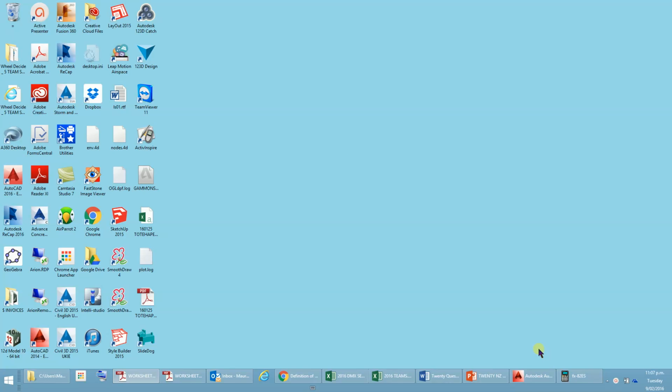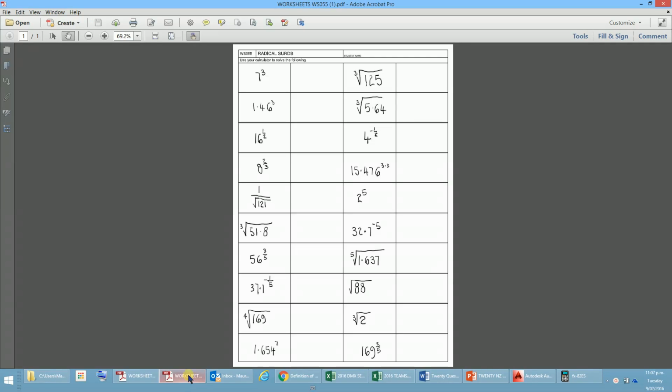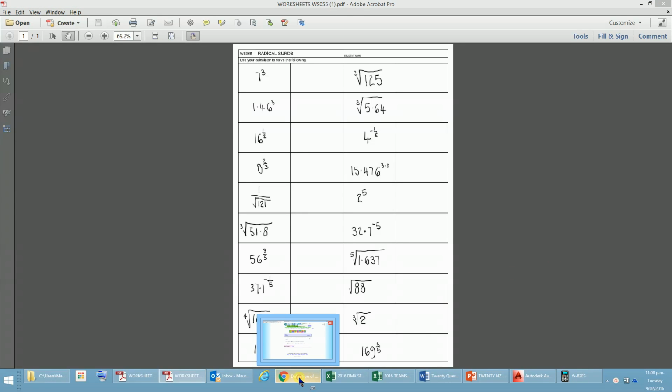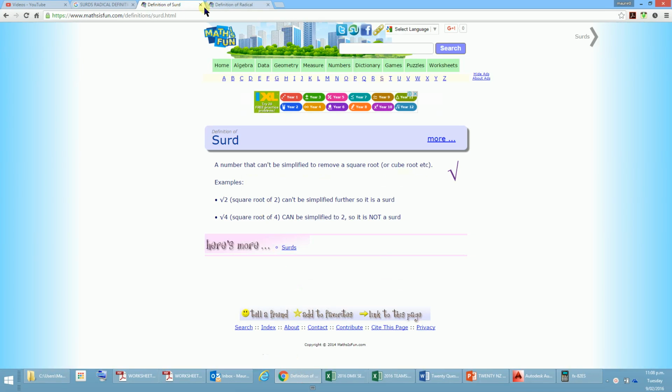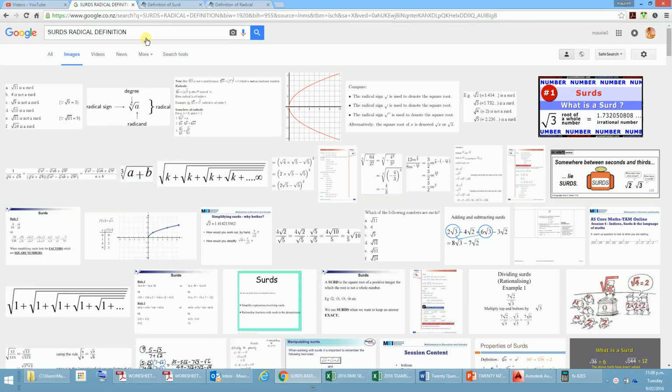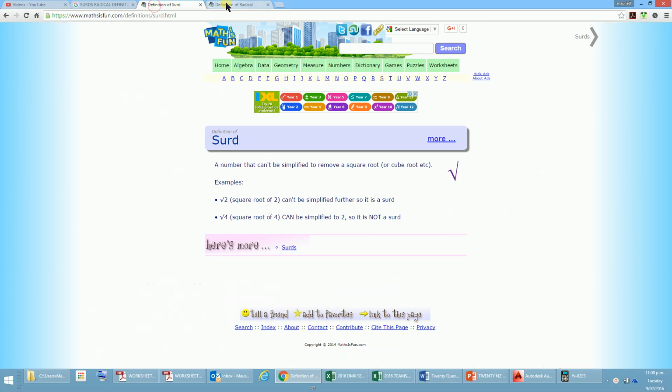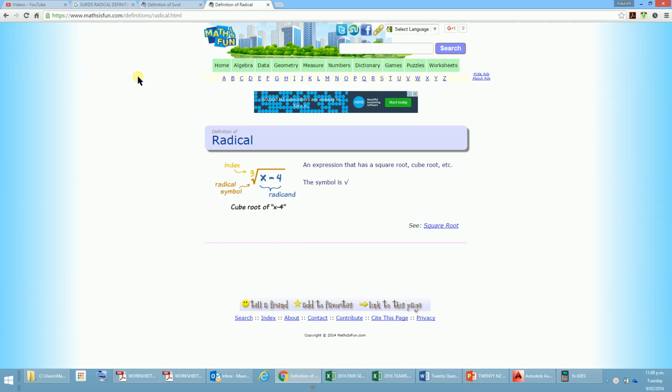So let's get the worksheet up there and see what it is we're dealing with. This is the worksheet on radical surds. But before we go too much further, what is a radical and what is a surd?